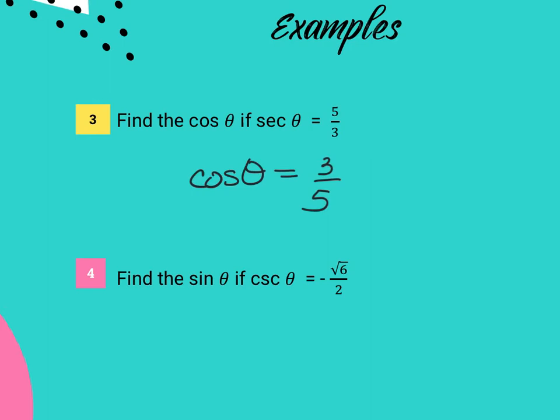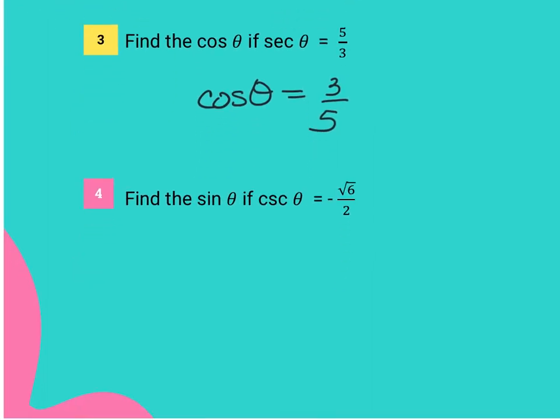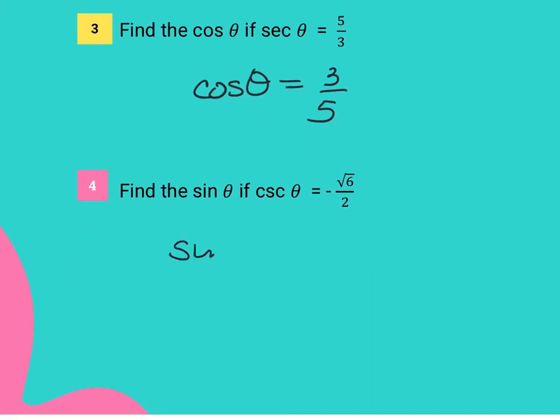Sine and cosecant are reciprocals as well. However, when I flip this upside down, I'm ending up with a radical in my denominator. In the homework tonight, it's going to tell you if you end up with a square root in the bottom, you need to rationalize. I need to fix this. In order to get rid of the radical, I need to rationalize by multiplying the numerator and the denominator by the square root of 6.